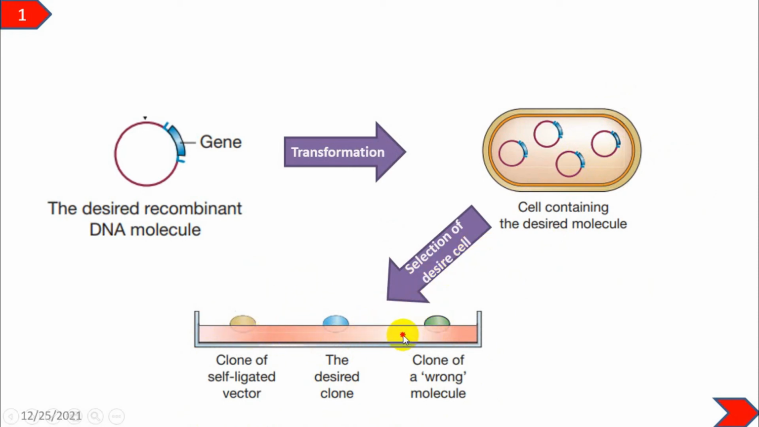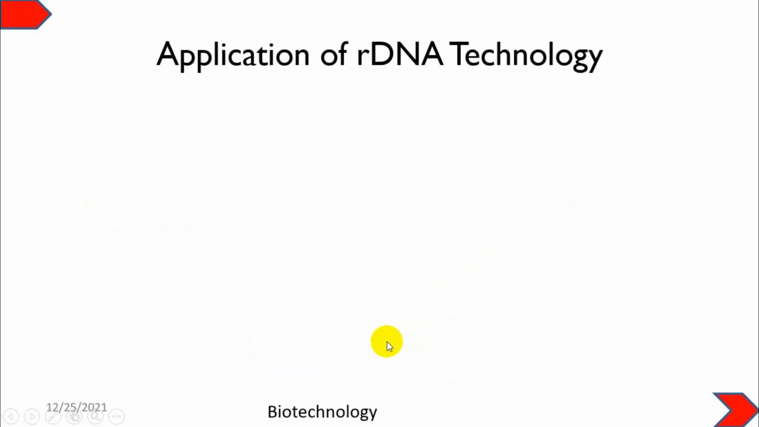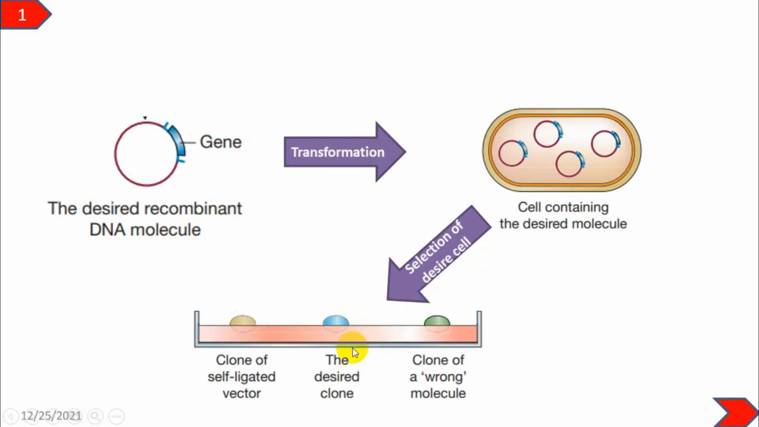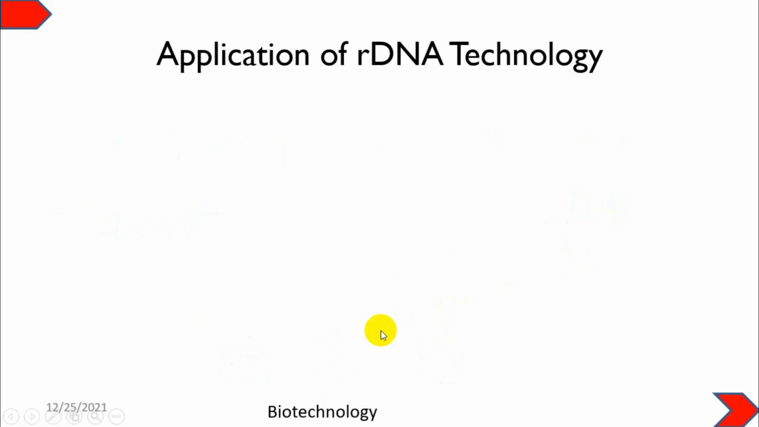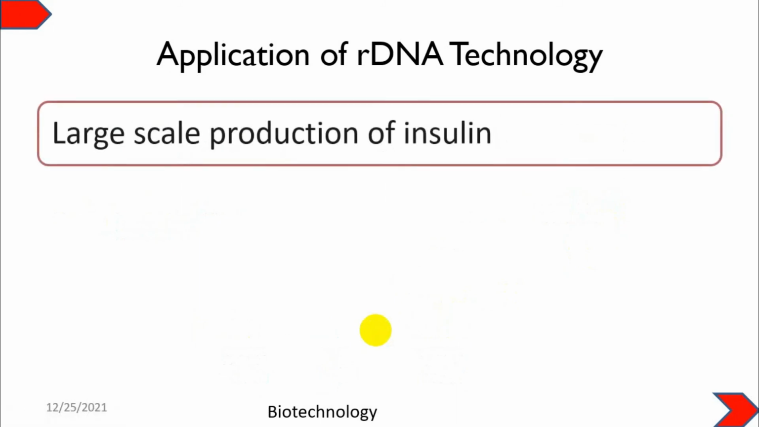By using certain markers such as antibiotic resistance, we will select the desired clone which contains the gene of interest. So we will get a clone of our recombinant gene by simply multiplying those bacteria and the plasmid inside it, and we will get the required product.